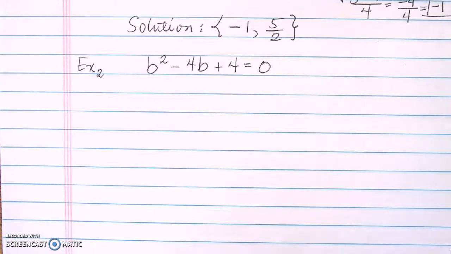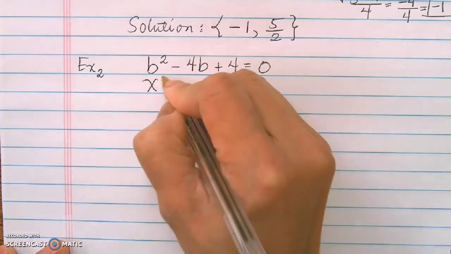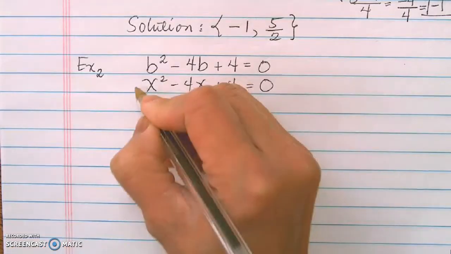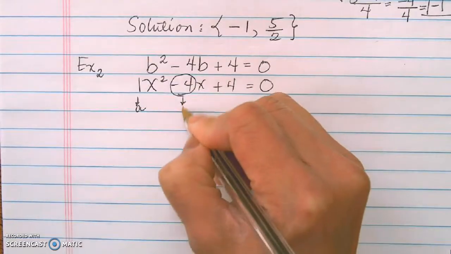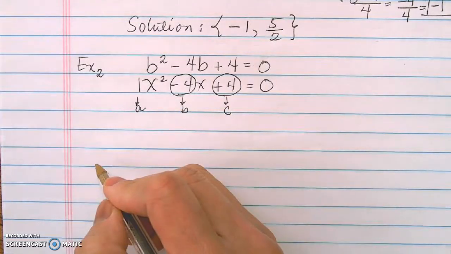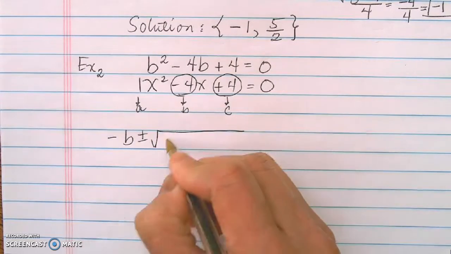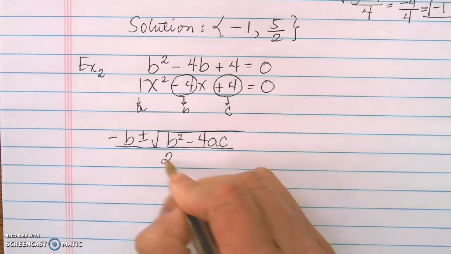Example number 2 is b squared minus 4b plus 4 equals 0. Just for convenience purposes, I'm going to change all the b's into x. So x squared minus 4x plus 4 equals 0. The 1 there is our a, negative 4 is our b, and positive 4 is our c. Let us write the formula. Negative b plus or minus the square root b squared minus 4ac all over 2a.